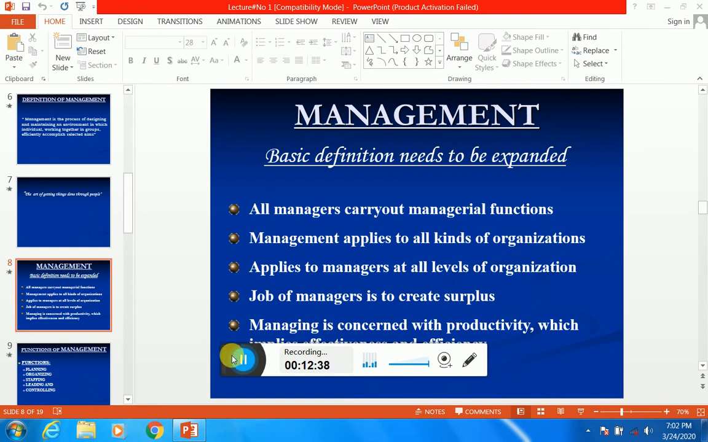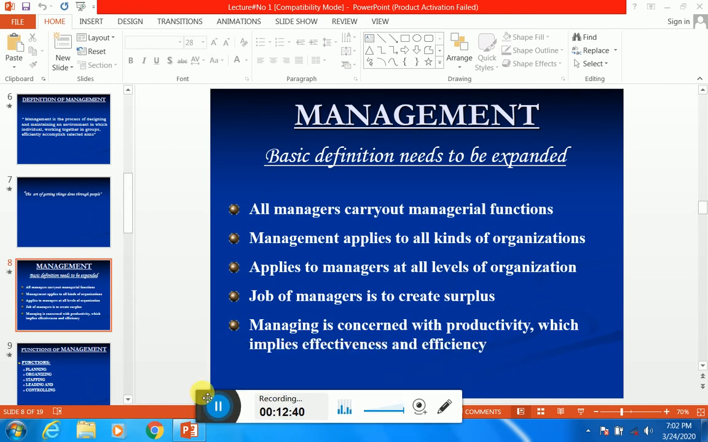Managing is concerned with productivity, which implies effectiveness and efficiency. What does it mean? Simply stated, the basic purpose of management is to create efficiency and effectiveness. What is efficiency? In simple words, efficiency means using resources wisely and in a cost-effective way, while effectiveness means making the right decisions and successfully implementing them.